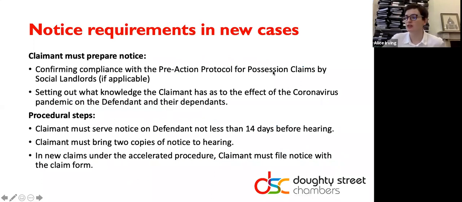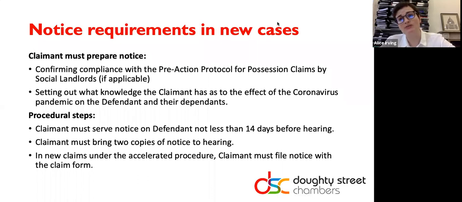Brilliant, thank you. So one of the key things that Ben has already touched upon briefly at the end of his presentation is that in relation to new cases, there are new notice requirements. Now, Dominic will be talking about the reactivation notices that have to be served in relation to old stayed claims. Those obviously don't apply in relation to new cases that are issued or filed. Nevertheless, there is a requirement for a notice of a different sort to be filed, confirming, as Ben noted, compliance with any applicable pre-action protocol for social landlords.